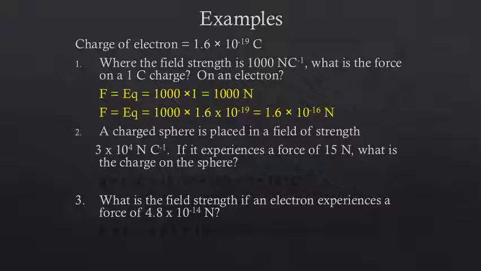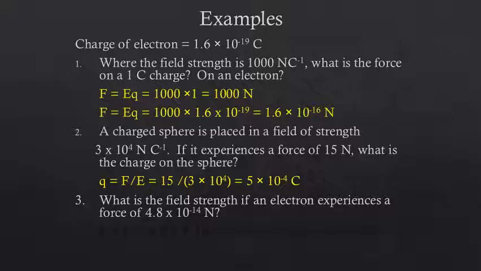So the second question asked, a charged sphere is placed in a field of strength 3 times 10 to the 4 newtons per coulomb. If it experiences a force of 15 newtons, what is the charge on the sphere? So the only equation we have at the moment is force equals E times Q. So you rearrange that to get Q equals force divided by E, which will equal 15 divided by 3 times 10 to the 4, which gives overall charge of the sphere of 5 times 10 to the negative 4 coulombs.